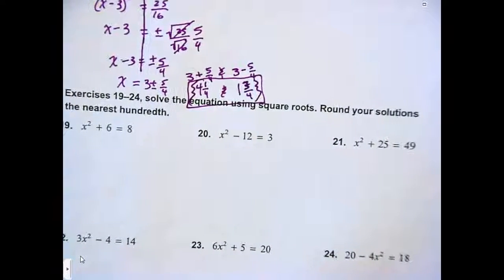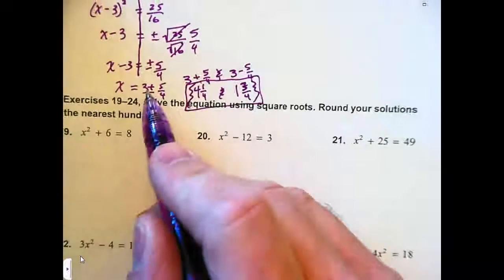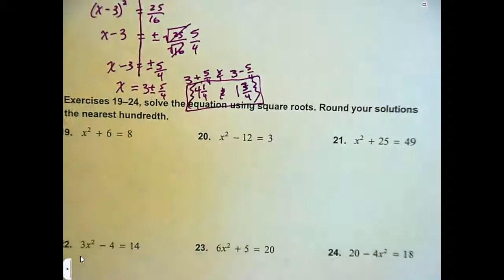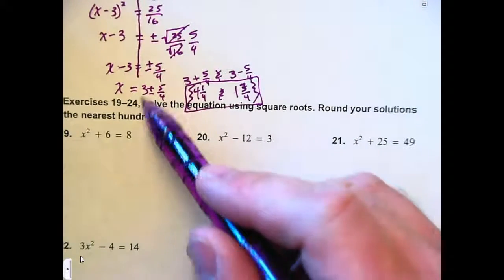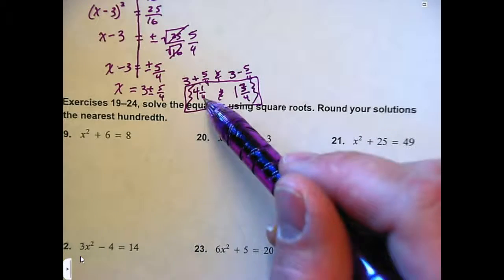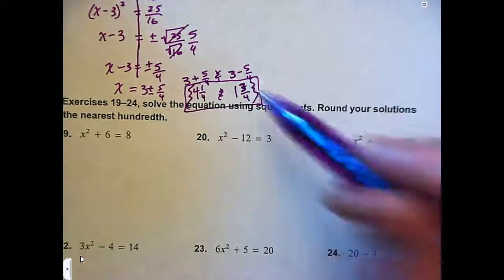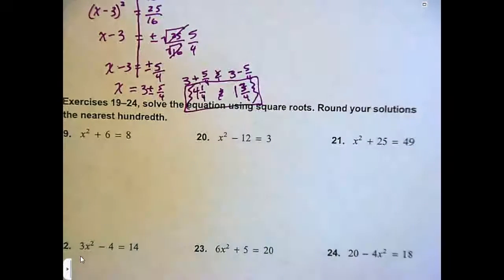Lost me there. Dealing with fractions makes it tougher. I'm going to be honest with you. You could think of 3 as 12 fourths as well, right? Because 12 divided by 4 is 3. So you could do 12 plus 5, which is 17 over 4, which is this. And then 12 minus 5, which is 7 over 4, which is that. Okay. Yeah.